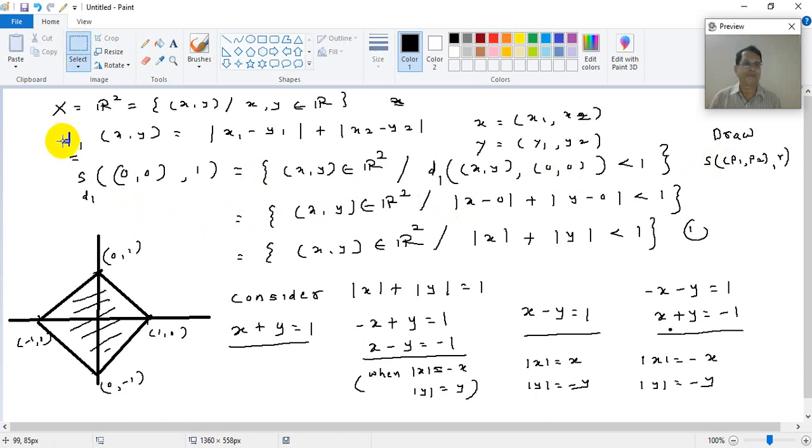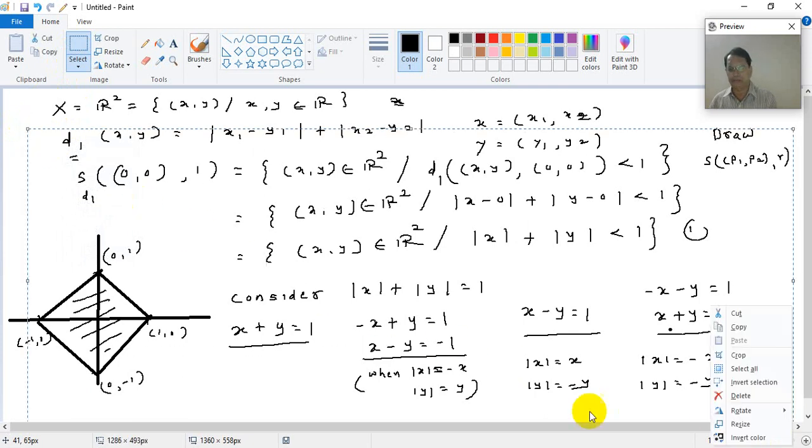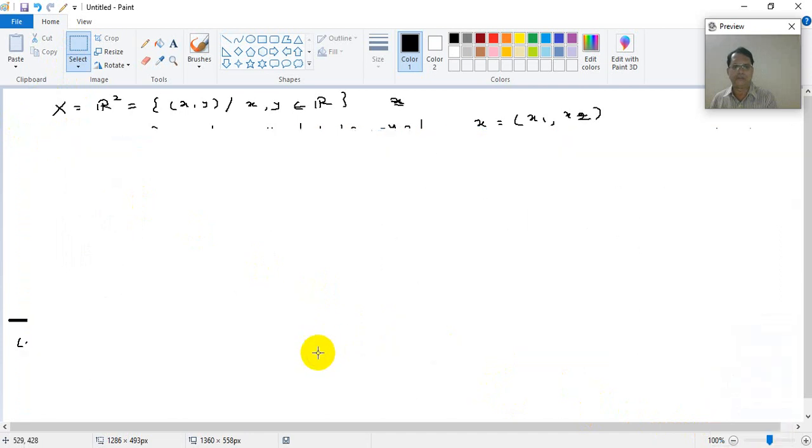I will erase all this. I hope you understood this and you can work on such problems. That problem is given to you. So now instead of that d1, we will take say d2, the second metric that we have already defined on R2.